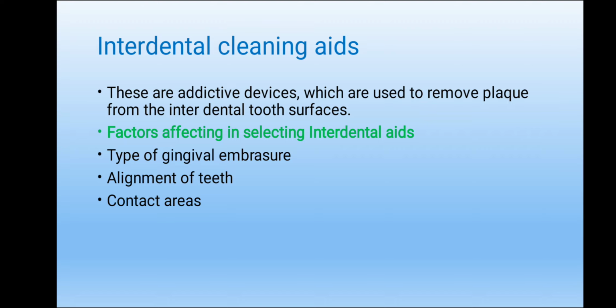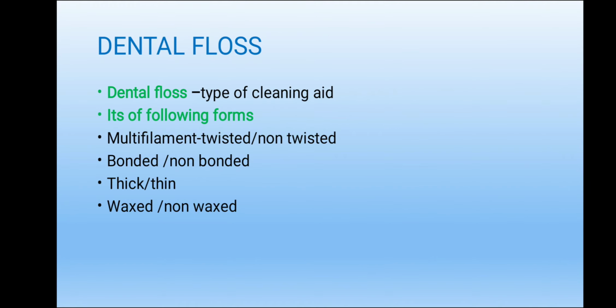Interdental cleaning aids. They are adjunctive devices. These are adjunctive devices which are used to remove plaque from the interdental tooth surfaces, that means interdental areas. Factors affecting the selection of interdental aids are type of gingival embrasure, alignment of teeth and contact areas. Starting with dental floss. Dental floss is a type of cleaning aid. It is of the following forms: multi-filament, twisted or non-twisted, bonded or non-bonded, thick or thin, waxed or non-waxed.